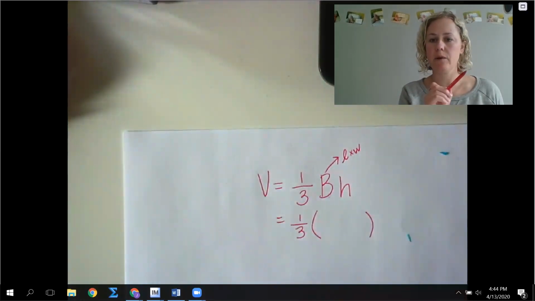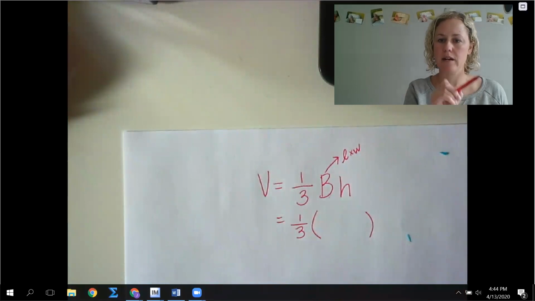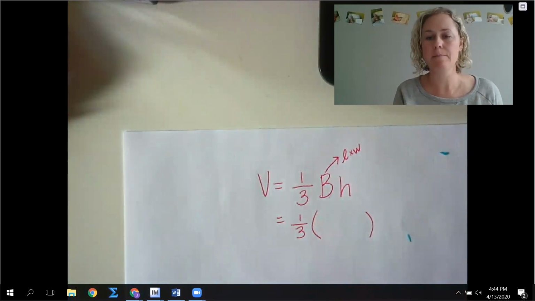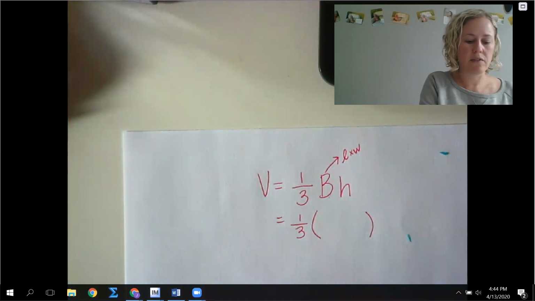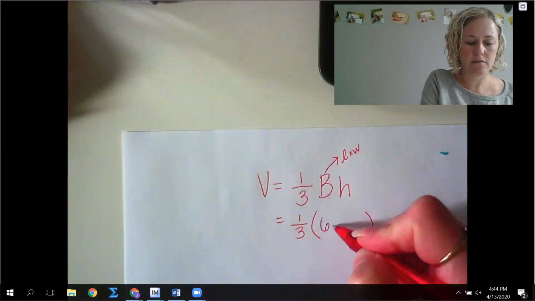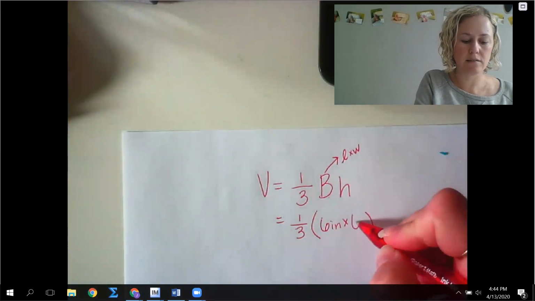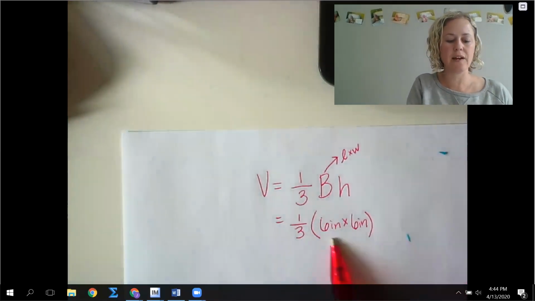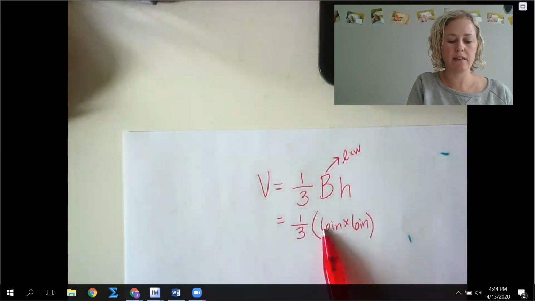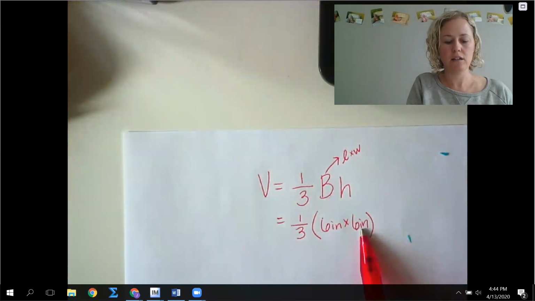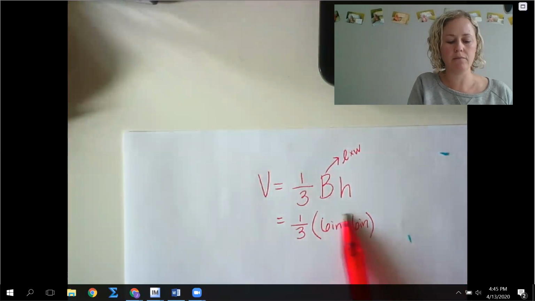Remember, the square was 6 by 6 by 6 by 6, right? Or I should just say 6 by 6, okay? All of the side lengths of the square were 6. So the length of the square is 6, and the width of the square is 6. So I just found the area of the square. Length 6 times width 6. So this is my capital B.